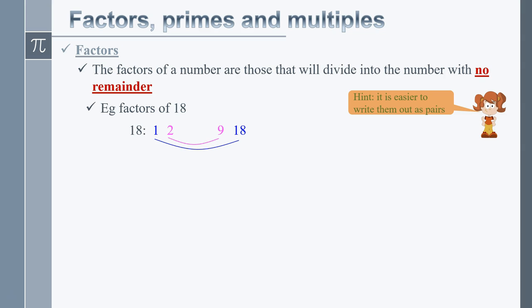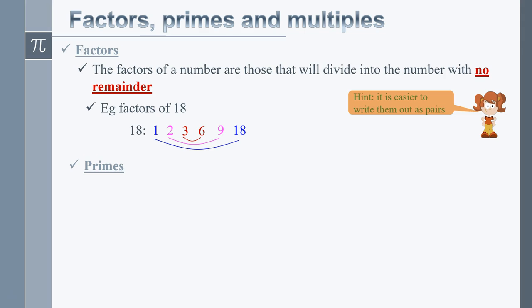3, will that go in? Well, yes, it does. And what's it going to be paired with? That's 6. The next one is 4. Will 4 go into 18? Well, if we do 4 into 18, we'll have some left over, so that's not going to be a factor. 5, no, that's not going to go into 18. And by the time we get to 6, we'll notice we've already got to the middle here, with 6 already on our list, so we don't need to go any further. So we've now got our complete list: 1, 2, 3, 6, 9, 18. Those are all the numbers that divide into 18 with no remainder.